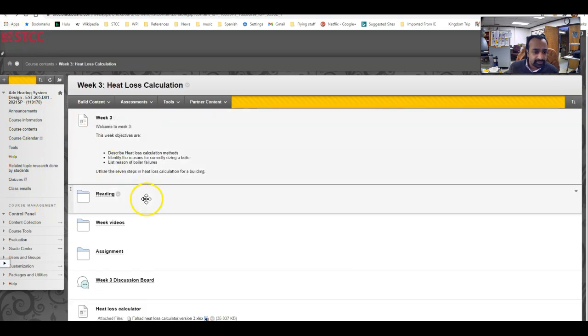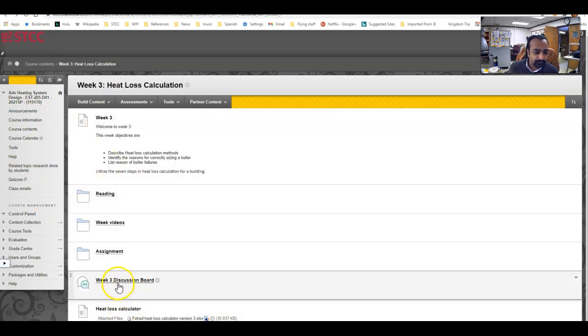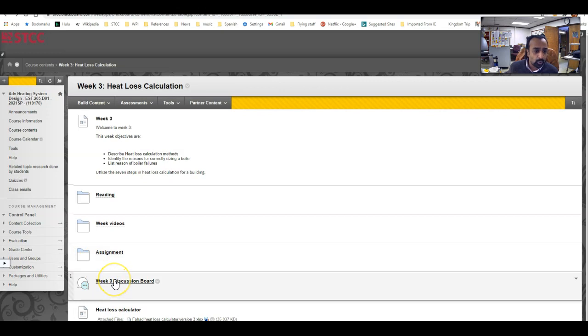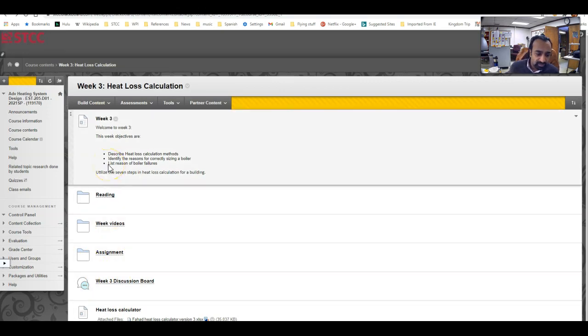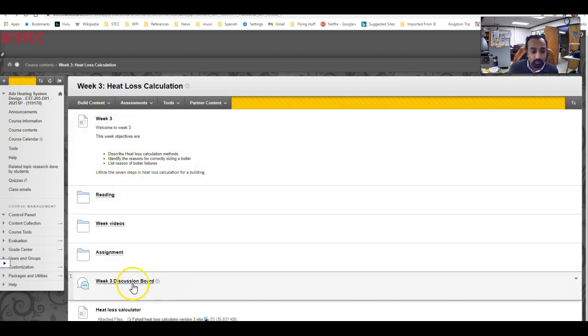For the homework, this is the assignment, and I have a discussion board open as well. So hopefully this will give you a refresher of how to do heat loss, and next week we'll talk about how to select a heating system. Do not miss the hangout. Please bring any questions you have to the hangout, or you can post questions in the discussion board as well.